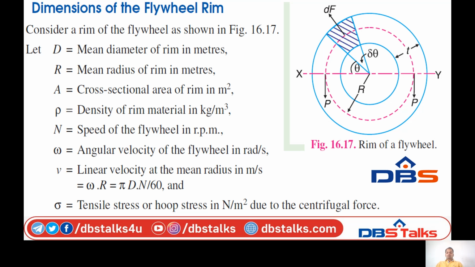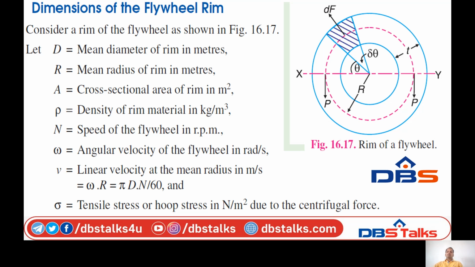And what is the tensile stress? Sigma, the tensile stress, or we can call it the hoop stress, is due to the centrifugal action of the force. Here we are considering a small element in the rim. We can observe in the diagram that it subtends an angle of delta theta at the center of the flywheel. A small portion is enough to calculate the energy stored or the dimensions of a rim of a flywheel.